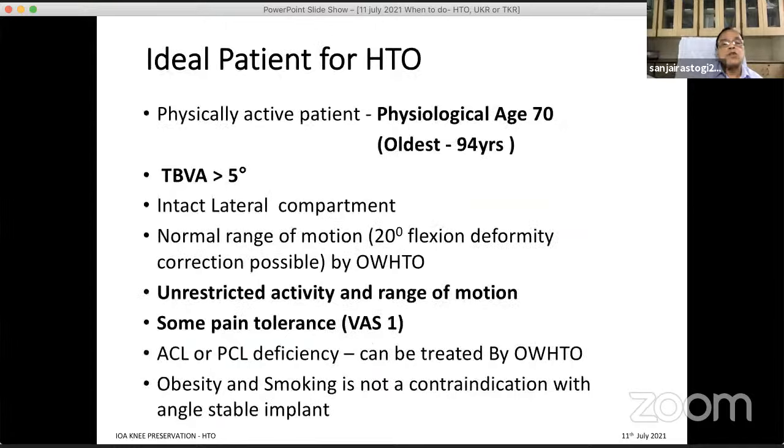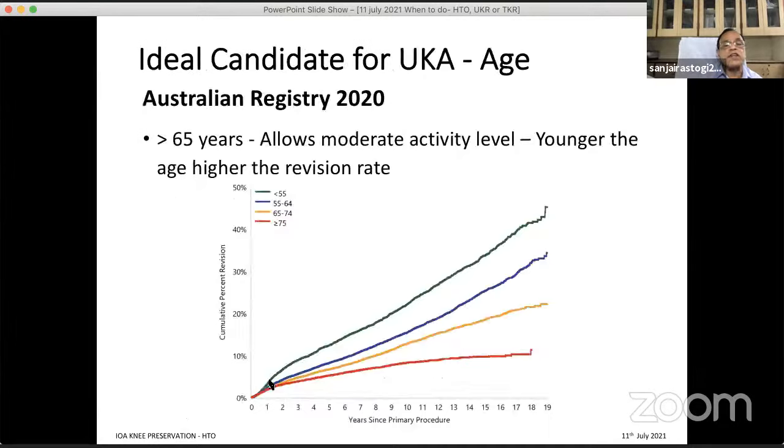So the ideal patient for STO would be a physically active patient irrespective of age, tibia bone varus angle of more than 5, intact lateral compartment, flexion deformity up to 20 can be corrected. It gives the patient an unrestricted activity range of motion, some pain relief, some pain tolerance needs to be there. And the good part is Asians have that pain tolerance, so they do quite well. ACL and PCL deficiency can be treated, and obesity is not a contraindication.